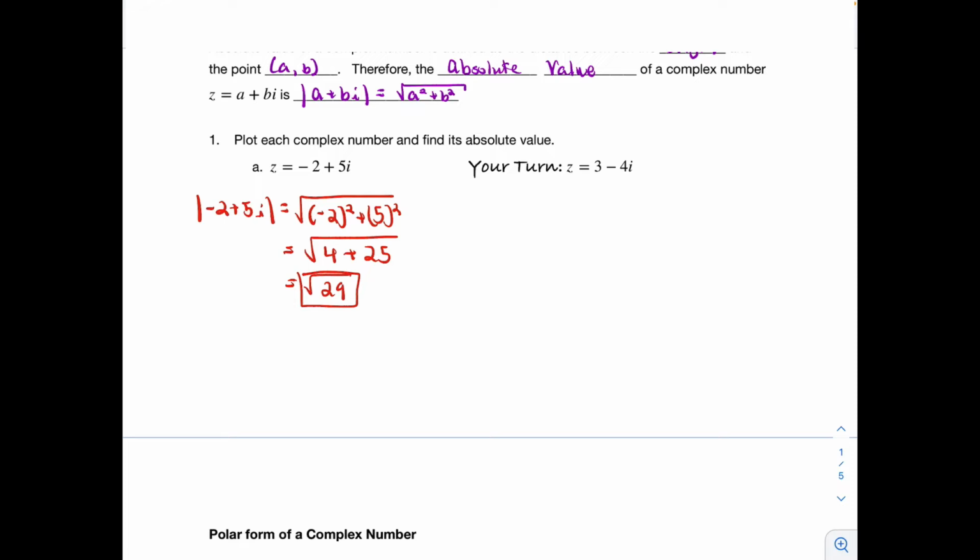Your turn. Find the absolute value of 3 minus 4i. Okay, so that's equal to the square root of 3 squared plus 4 squared, which is the square root of 25, which equals 5.